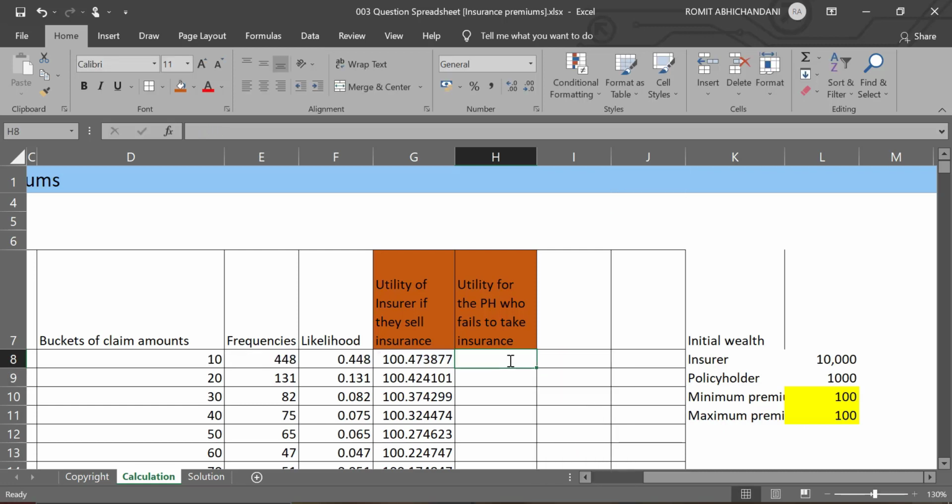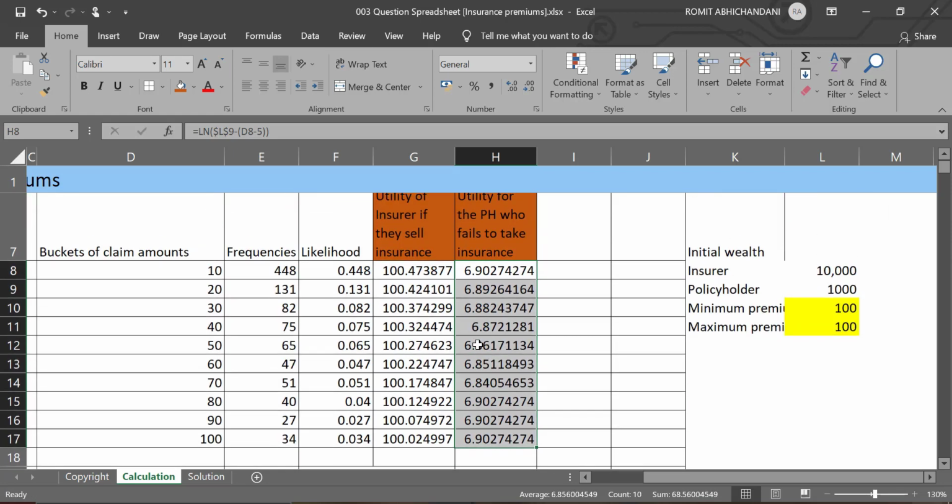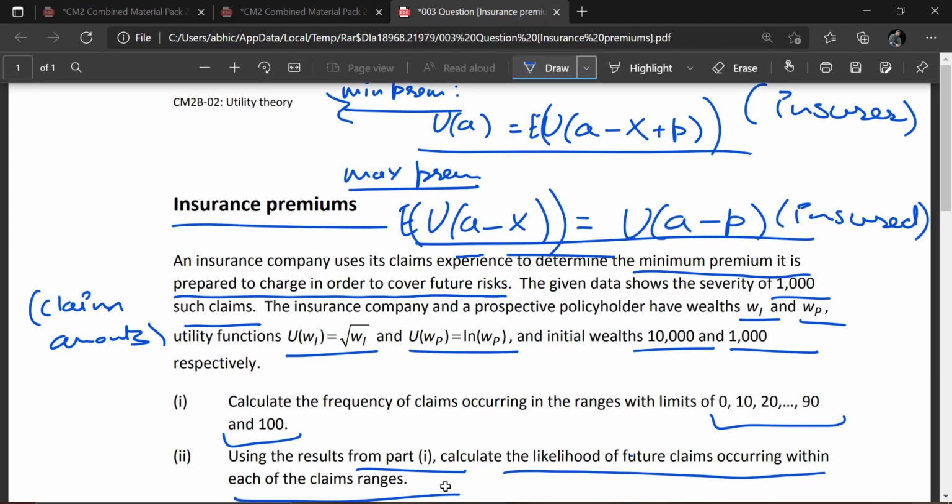Let me rewrite the whole thing. Okay, so it's the log of whatever their initial wealth is minus the claim that they pay. So it's 10 minus 5. Okay, and this wealth that they have is fixed, so I'll do function f4. Okay, and then I'll just close the bracket. So this is the utility of the policyholder in case the claim is 5, and like this you can do it for all the buckets, right? So this is what we get. Now let's move on to the next part.